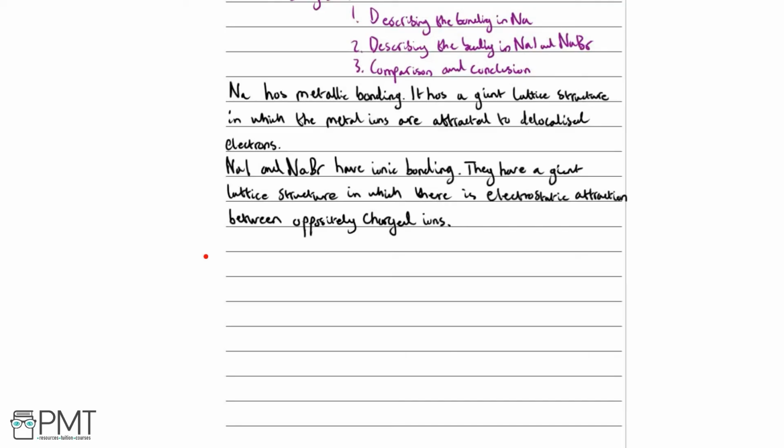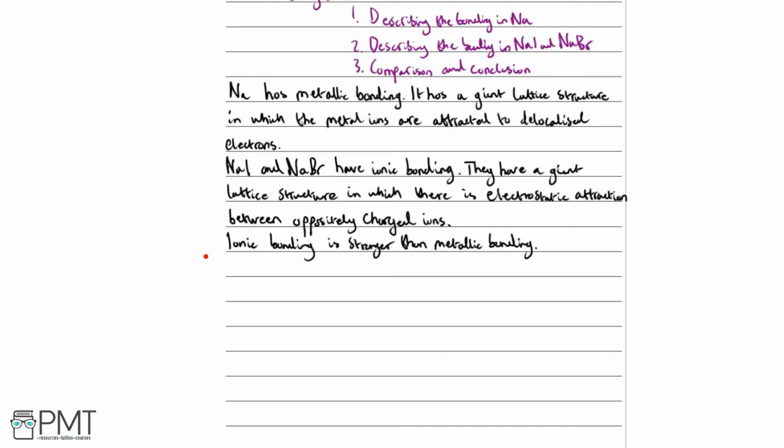So what we are going to say is that ionic bonding is stronger than metallic bonding. So we will then draw a conclusion later to say that means that sodium bromide and sodium iodide as well will have higher melting points. But for now, that's the only point we need to say about the comparison between sodium and the sodium halide salts.